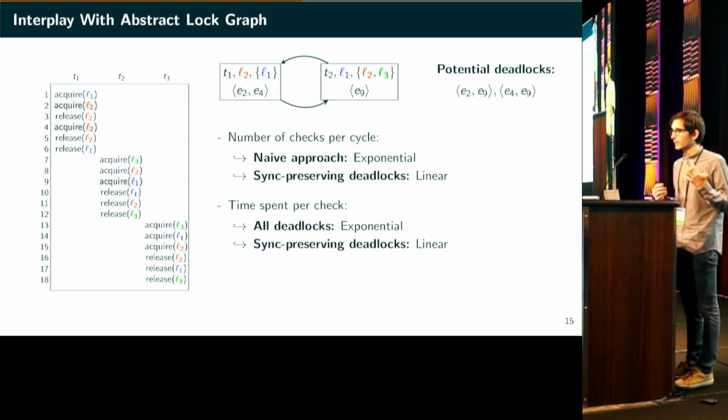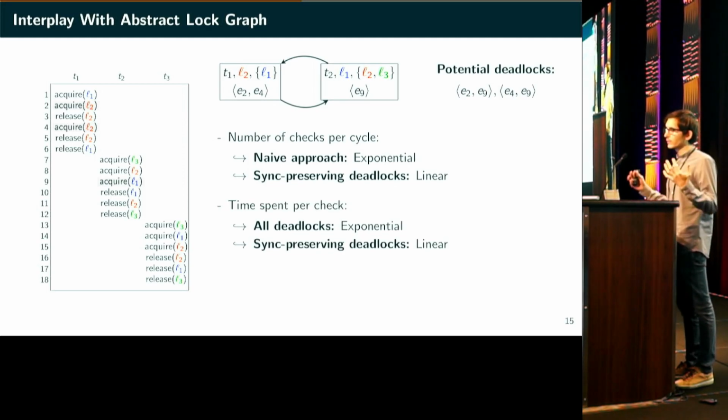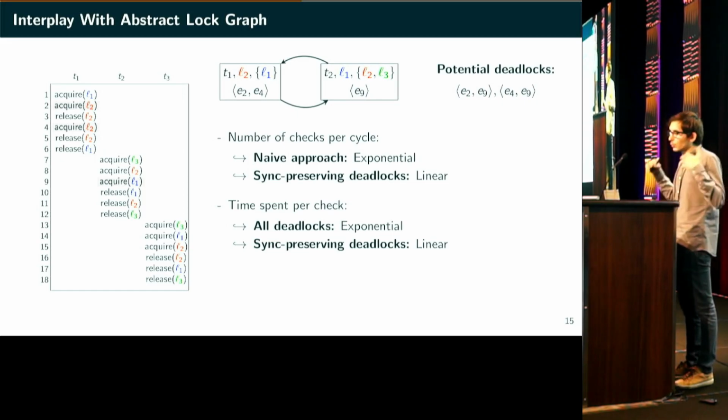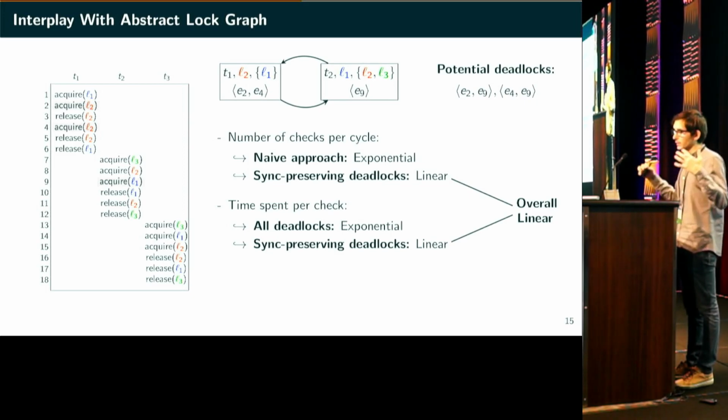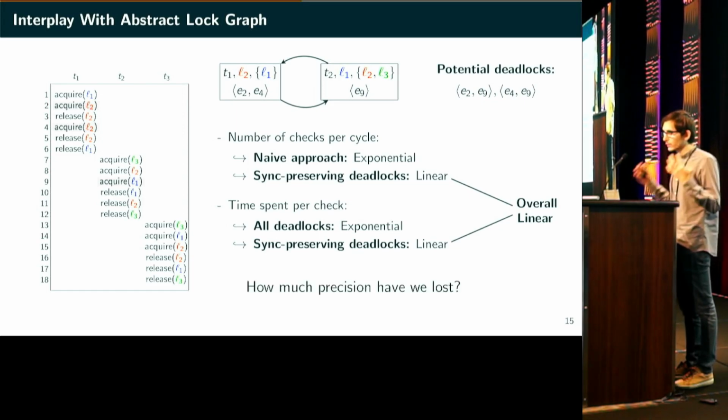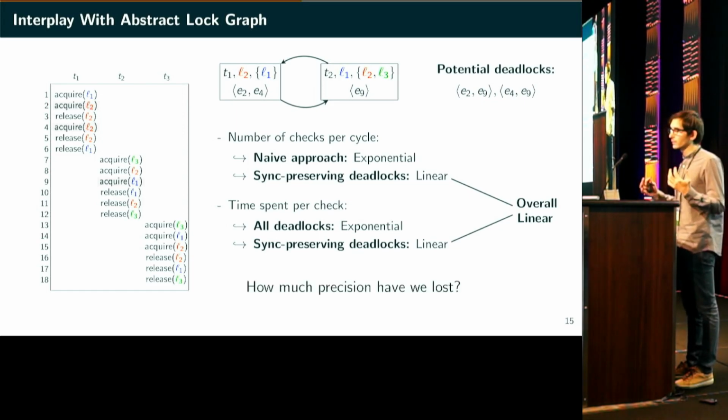And moreover, if we employ a reordering algorithm which can find all possible deadlocks, then we need to spend exponential time per check. Whereas in the case of sync-preserving deadlocks, we only need to spend linear time per check. And additionally, sync-preserving deadlocks can be checked using an incremental algorithm. So we spend overall linear time per cycle. But of course, this efficiency doesn't come for free. We are essentially making an under-approximation with sync-preserving deadlocks. So an important question to ask here is, how much precision have we lost?